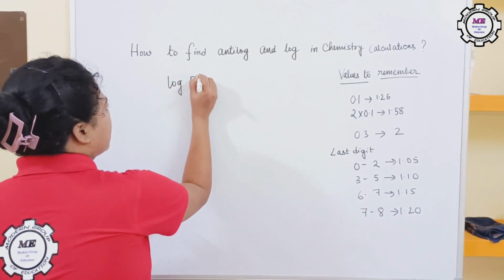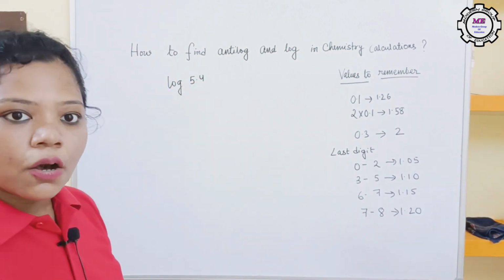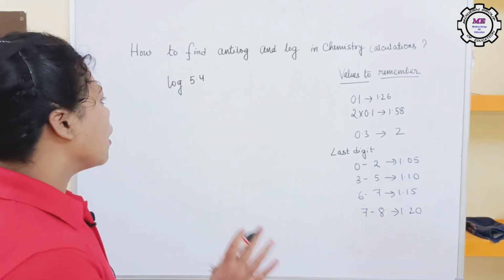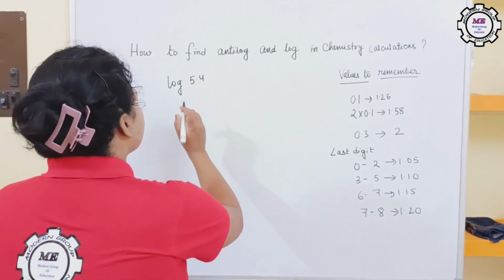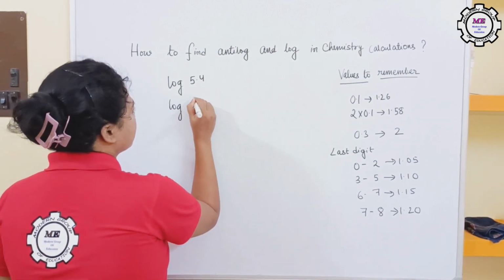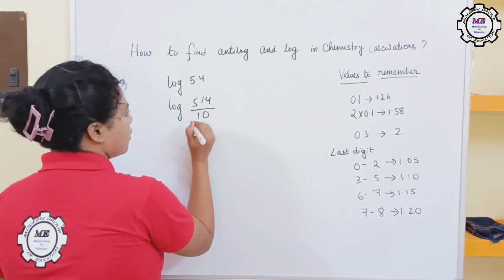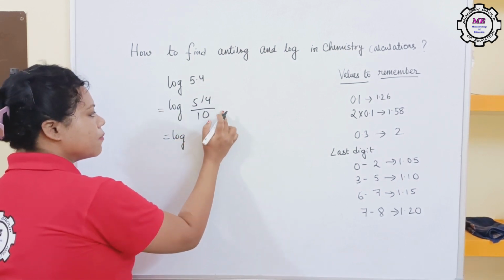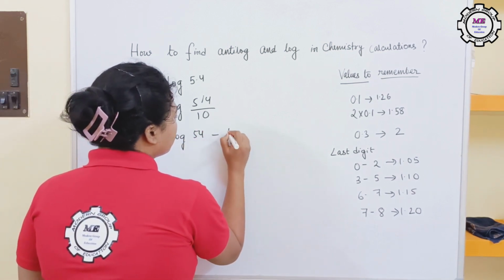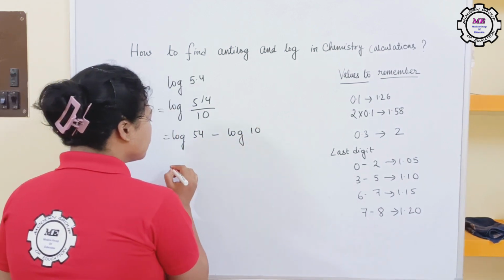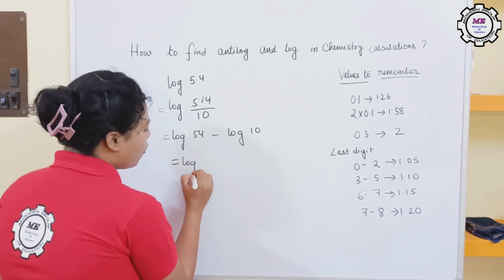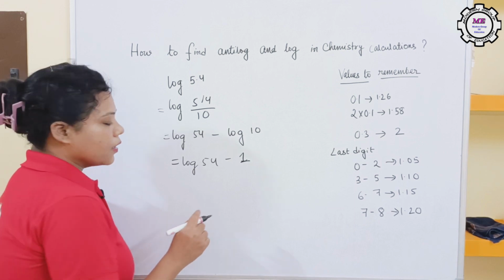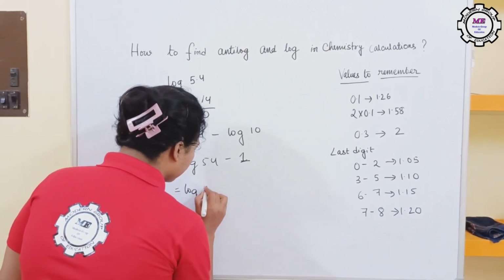So if you are given a value log 5.4, you have to calculate, right? So how will you calculate it? First of all, you have to take out the point, and you know, if something in log there is a by, then it comes as minus, and everybody knows the value of log 10, that is 1. So log 54 minus 1. Okay, then what is 54?